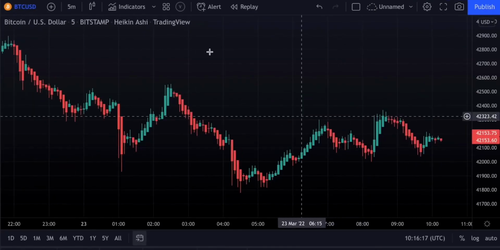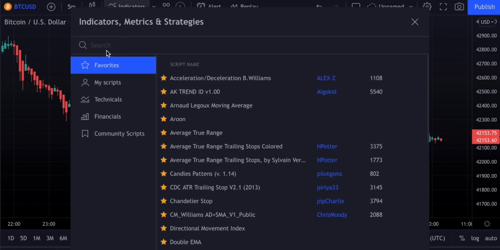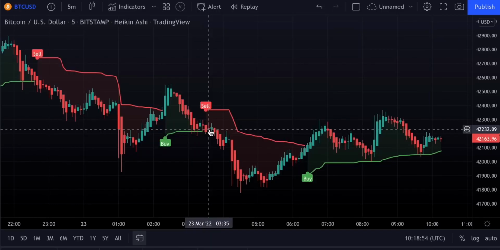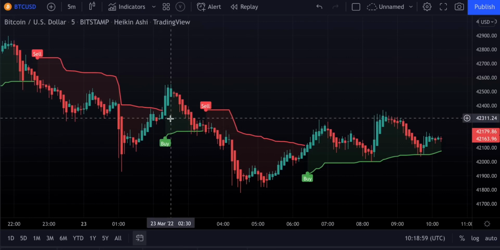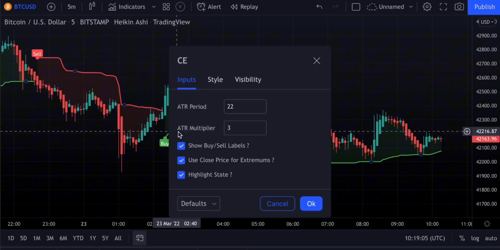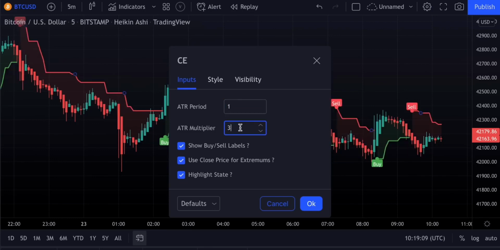Okay, so let's now add our indicator to our chart, and that indicator is called Chandelier Exit by Everget. Okay, so we have our indicator on our chart, but we see those signals are very inaccurate. So this buy signal could have been way sooner. So what we're going to do, we're going to tweak the settings. We're going to change the ATR period from 22 to 1 and our ATR multiplier from 3 to 2.